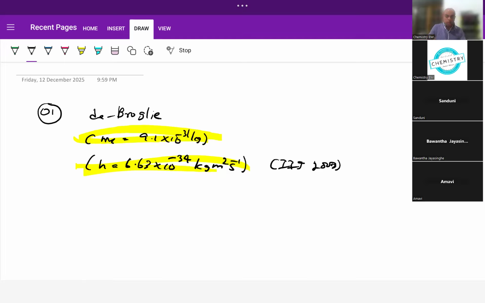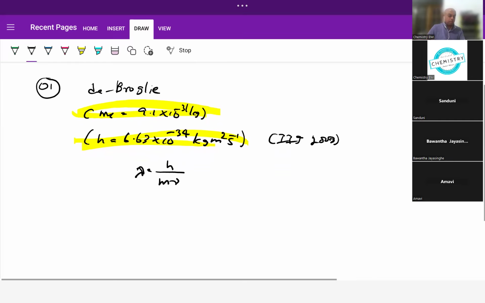So straightforward, one equation is there. I hope everybody can remember this one. The equation is lambda, this is the de Broglie wavelength, equals h divided by m nu. Right. So nu is the speed, m is the mass, h is the Planck constant, and lambda is the de Broglie wavelength. Okay, so we can substitute the values like this.